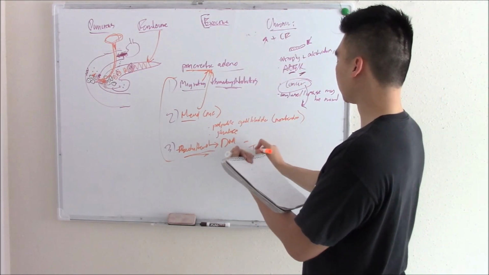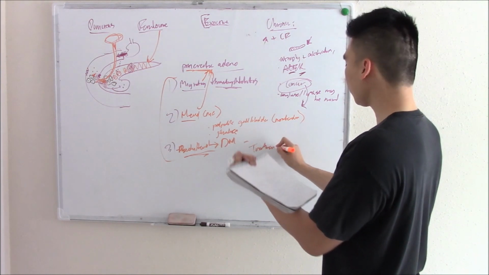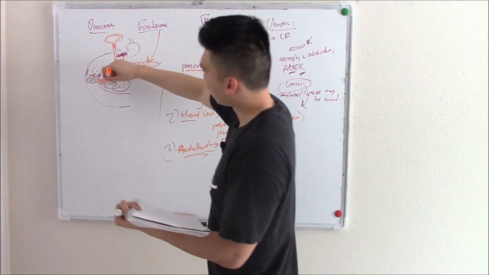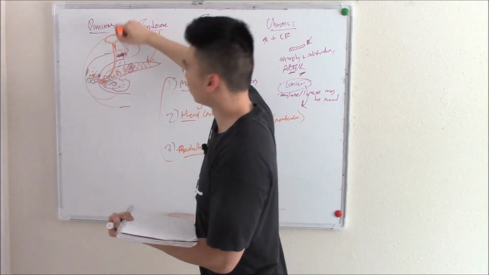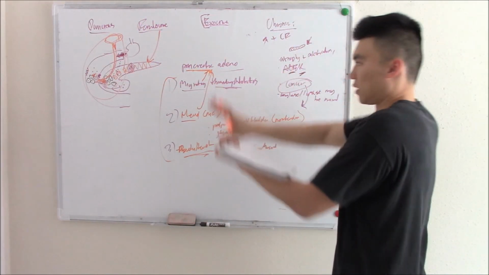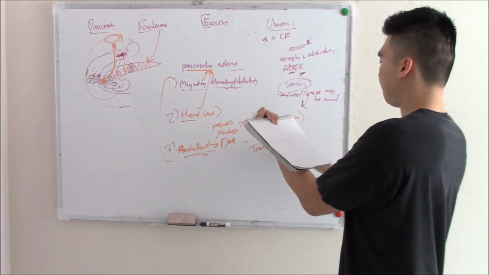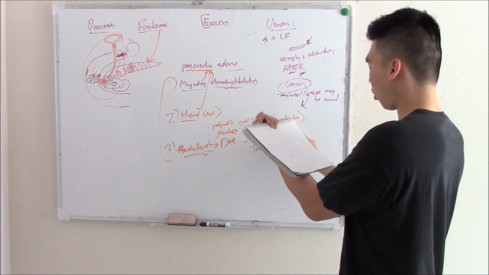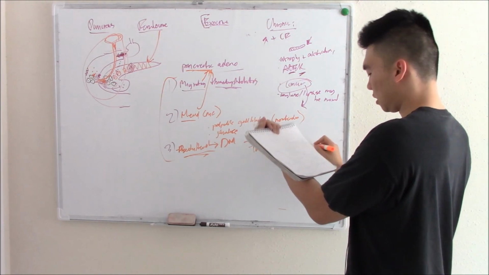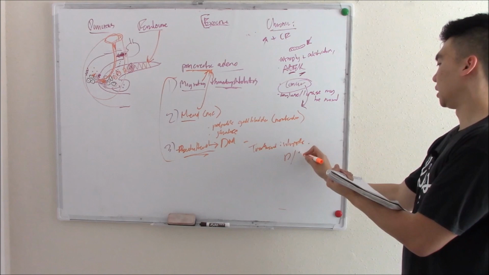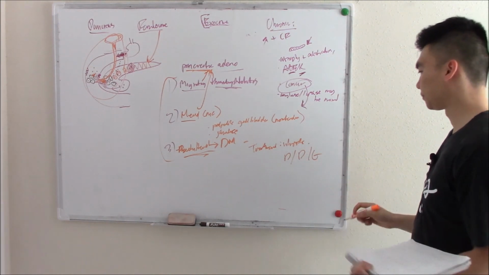What's the treatment? You take out the pancreas, you take out the gallbladder, you take out the duodenum, you take out everything. Yeah, everything in that area, because it's such a bad cancer. We call that Whipple's procedure. So you take out the duodenum, the pancreas, the gallbladder.